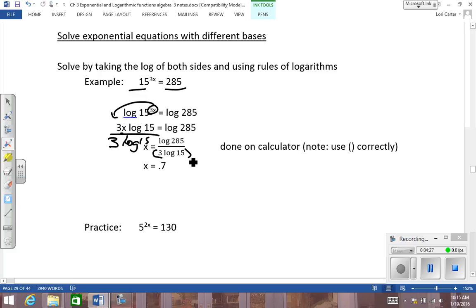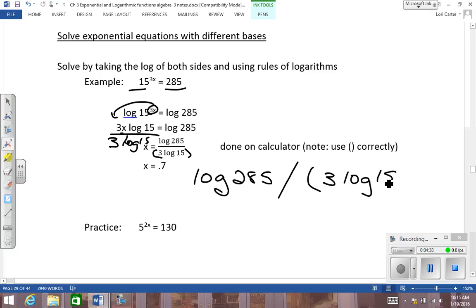The bottom. So when you type it in the calculator, you're going to do log 285 divided by, and then here there has to be a parentheses, 3 log 15 in the parentheses. On almost all of your calculators. I think even yours has to have that. I had a kid in the last class doing this, and he was having trouble with that.